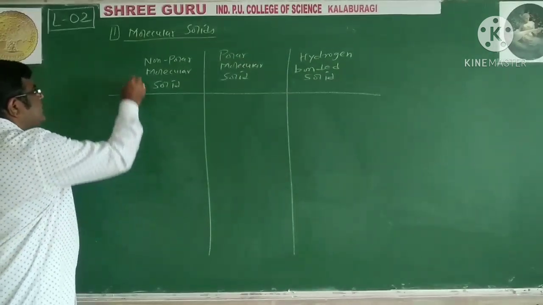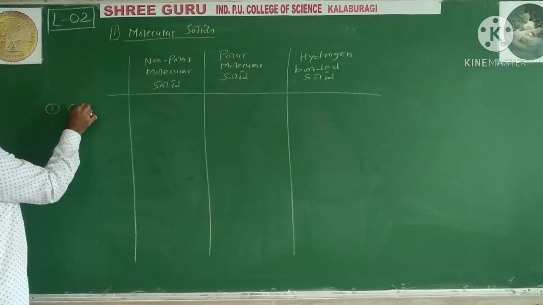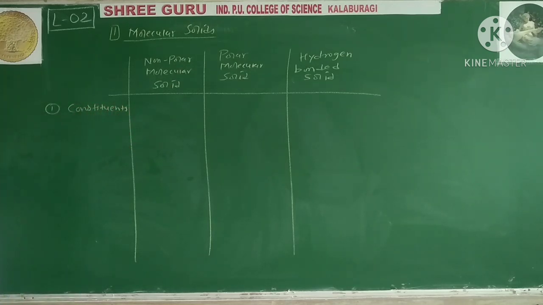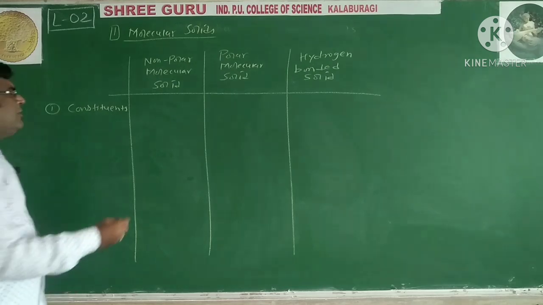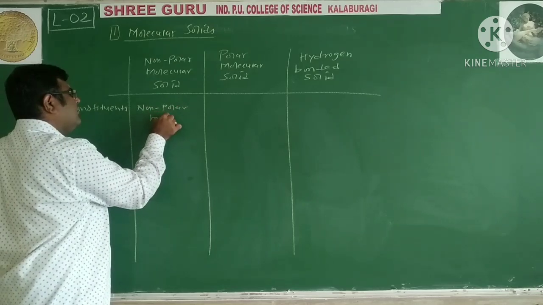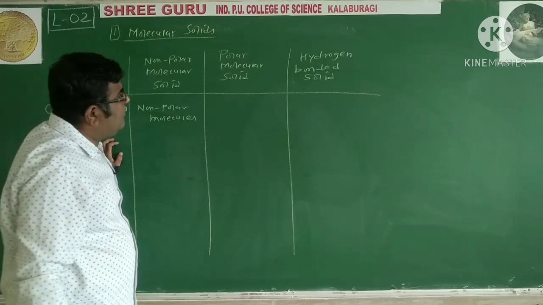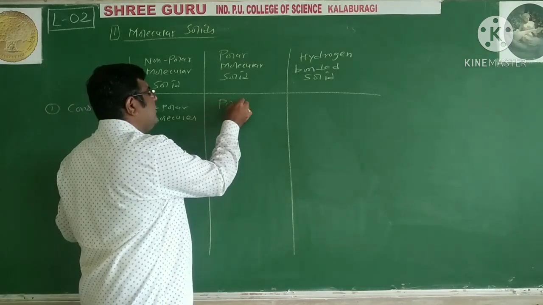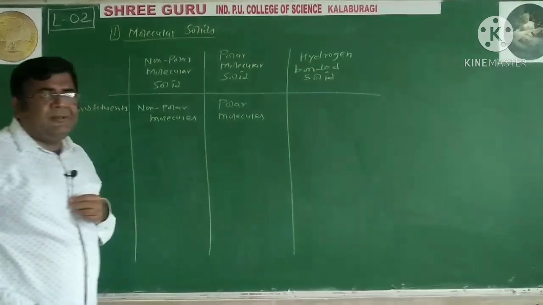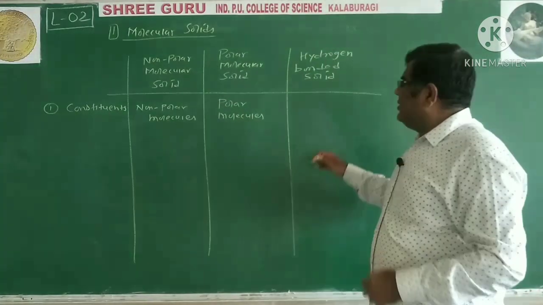Now first is the constituents. What are the constituents present in non-polar molecular solids? The constituents are non-polar molecules. What are the constituents of polar molecular solid? Polar molecules. Right. And what are the constituents of hydrogen bonded solids?